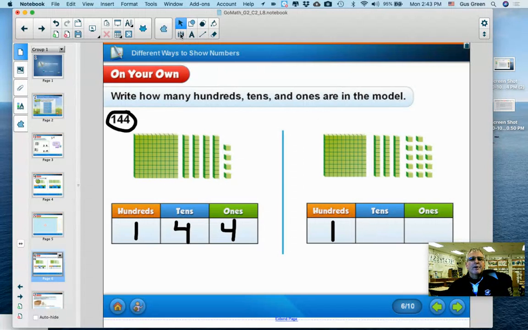Let me grab my pencil again. 3 tens. And let's count the ones. 1, 2, 3, 4, 5, 6, 7, 8, 9, 10, 11, 12, 13, 14 ones. So let's see if these two place value grids have the same value of 144. So 100, 110, 120, 130, 131, 132, 133, 134, 135, 136, 137, 138, 139, 140, 141, 142, 143, 144.